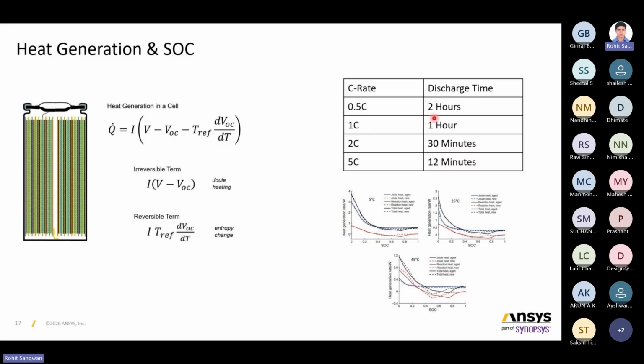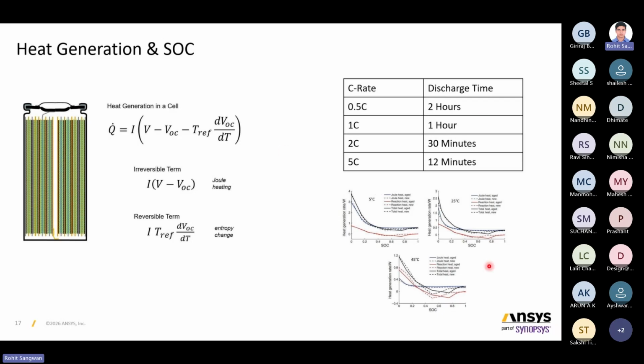If it is taking more time, with a discharge time of 2 hours, I will call it 0.5C. 2C is 30 minutes, 5C is 12 minutes. So the more we go towards 2C, 5C, it means fast charging. Nowadays we require our mobile to charge within seconds or minutes, so we have fast chargers. But in fast charging we require more power, which means it will generate more heat.